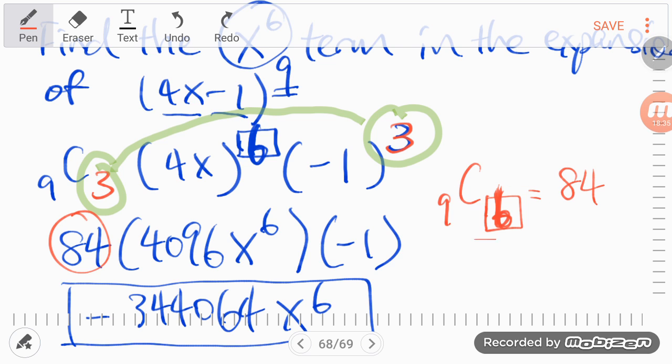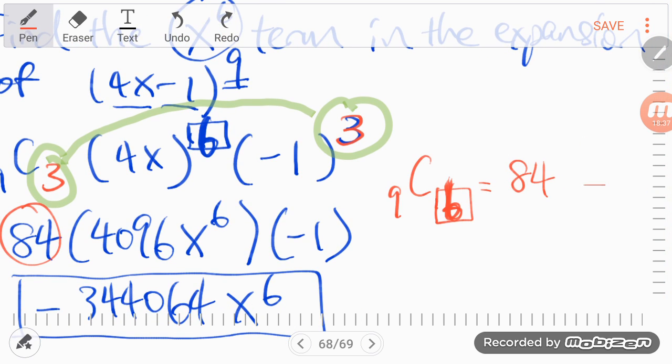And this pattern here is very important when we are solving tougher problems, which I will show you guys in the next video. Okay?